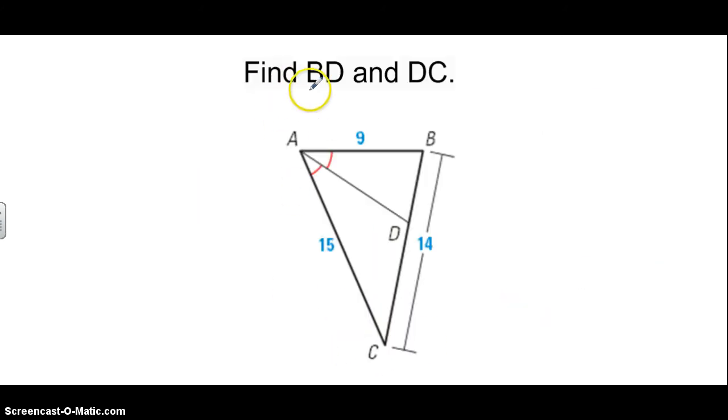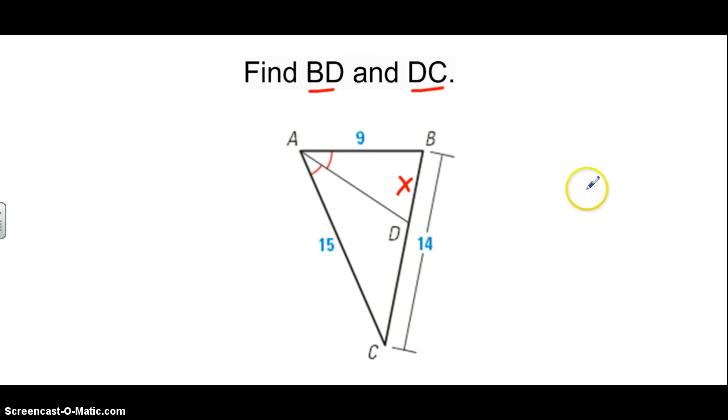Okay, so now here's an example. We're asked to find BD and CD. Now you'll notice you're given all three sides of the triangle. But we want to know, how is BC divided by this angle bisector? So since BD is the segment I'm looking for, I'm going to call that X. Now, if BD is X, and I know that the whole segment of BC is 14, how could we write an expression to label the length of DC?